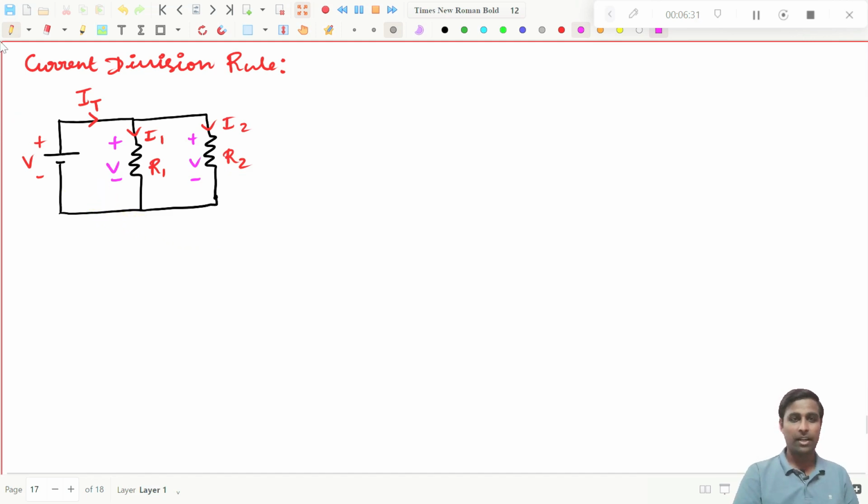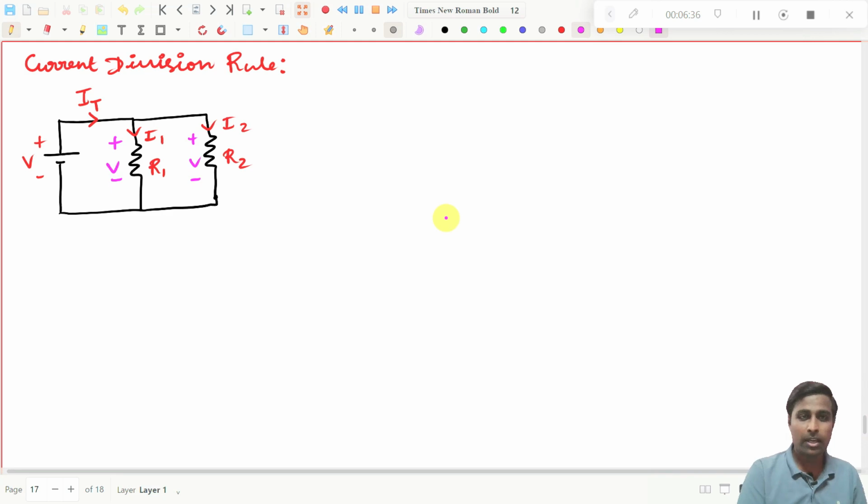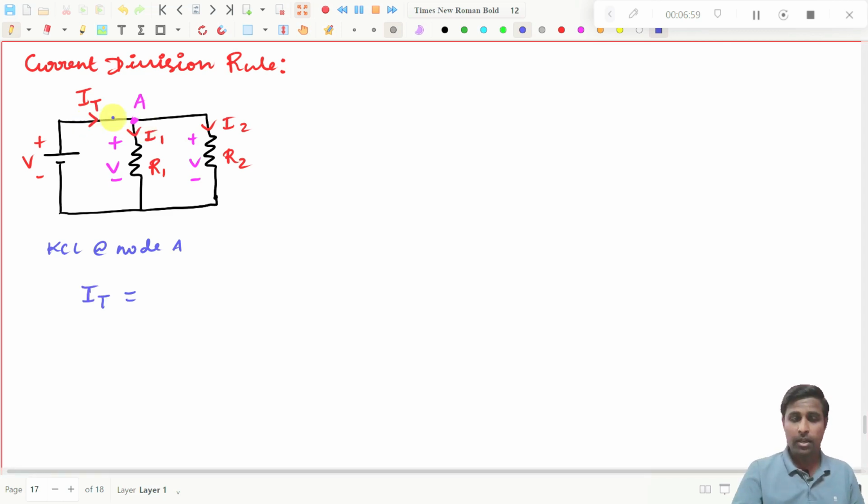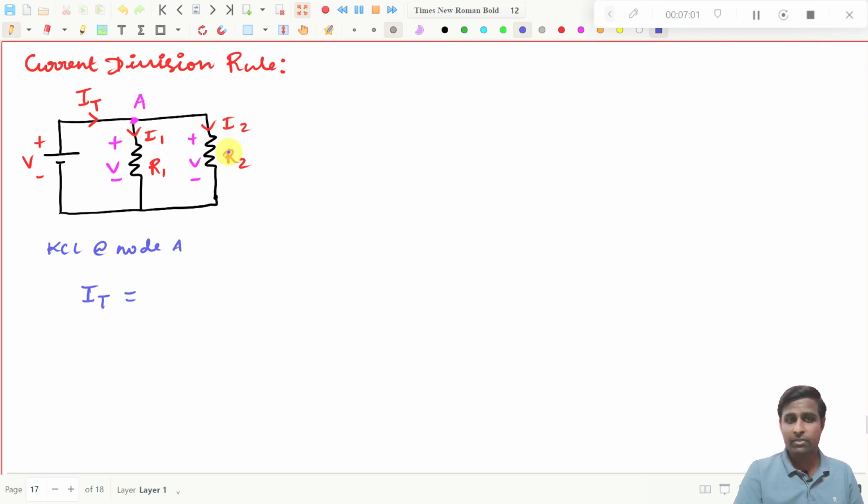Try to understand. If you apply KCL at this point, I will write, this is point A. At node A, apply KCL. What is the current coming in? You put the equal to symbol. IT is coming in, so you have to put it on the left-hand side. That is IT. And you see I1 is going away as well as I2 is going away.